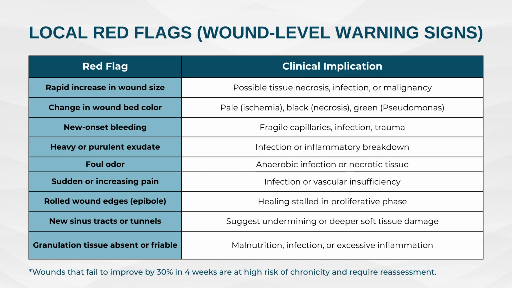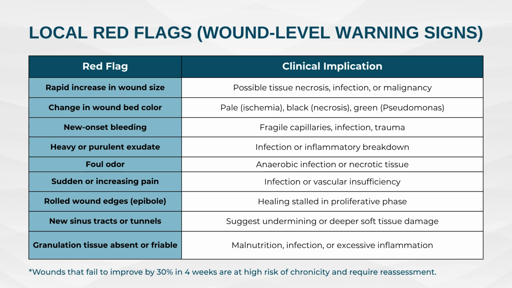Now, let's talk about what the wound is telling you, if you know how to listen. Here are local red flags that mean something is going wrong. Rapid increase in wound size suggests hidden infection or tissue destruction. Color changes, pale, that's ischemia. Green, possibly Pseudomonas. Black, that's necrosis. Bleeding, especially new or persistent, could indicate trauma or a vascular problem.